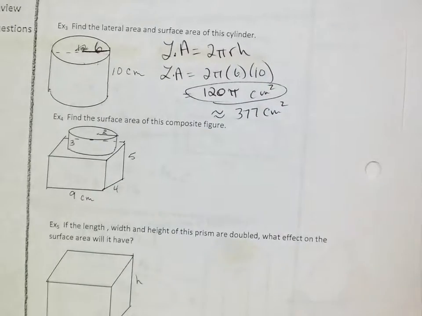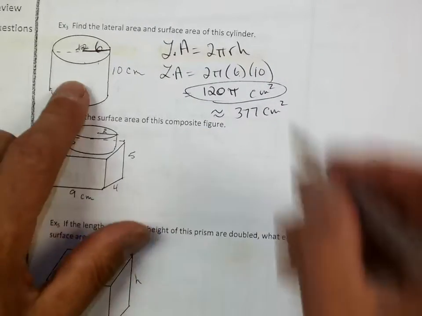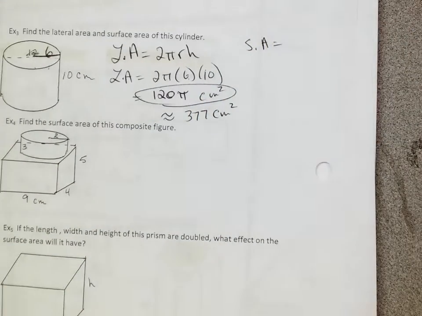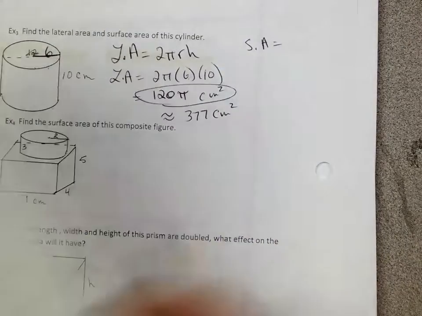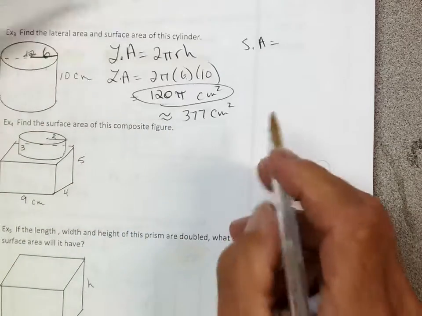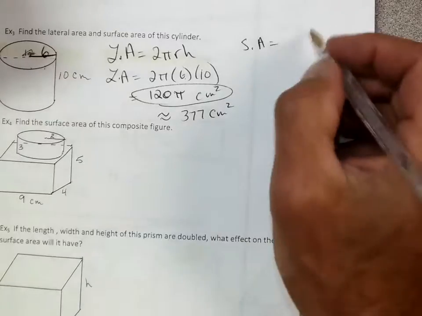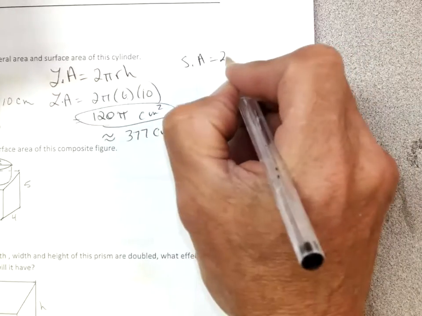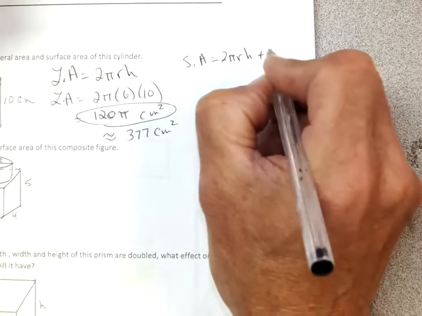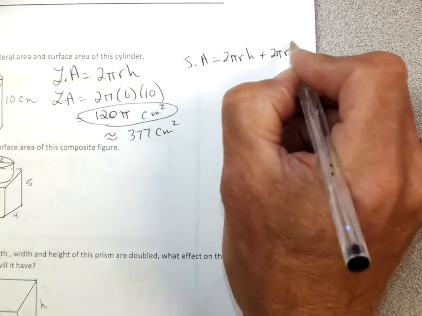So what about the total surface area? Now that means I got to add in the top and the bottom. So if I wanted my total surface area, look at my notes to find out what the formula is. So my notes say, okay, it's 2 pi r h plus 2 pi r squared, because Claire added in the other part of that, so we got our 2 pi r h plus 2 pi r squared.